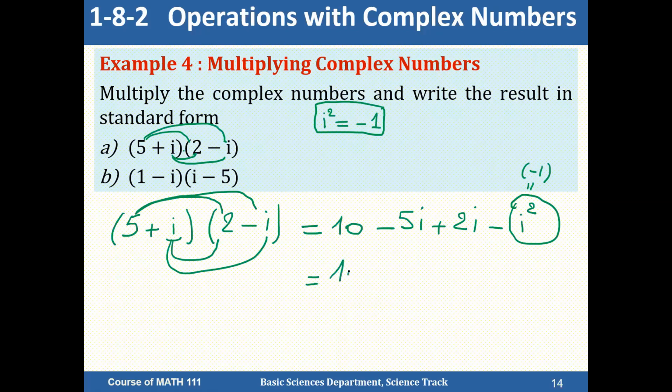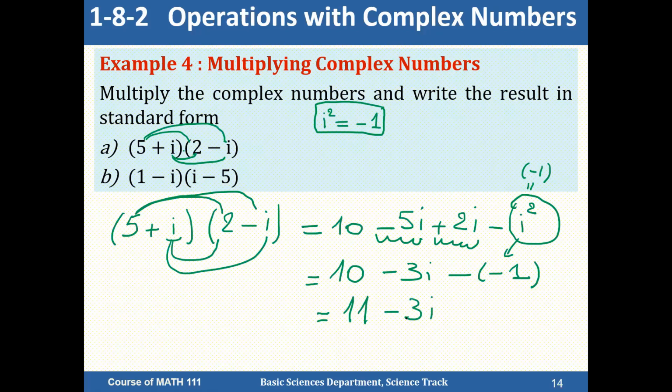So we get 10. We have 2 imaginary parts, so we have minus 5i plus 2i, minus 3i, and we replace i squared by minus 1. So 10 minus minus 1 gives 11 minus 3i, and this is the result. Here, negative i squared equals 1.